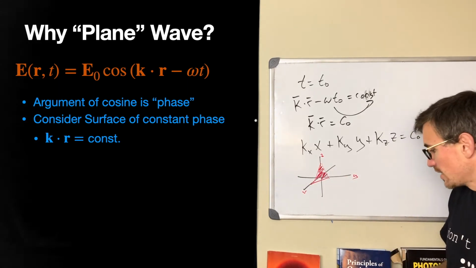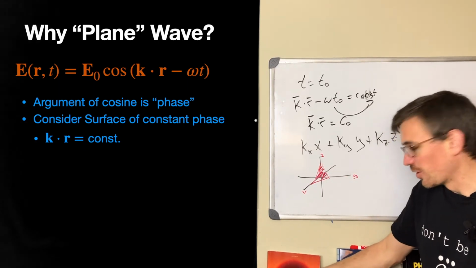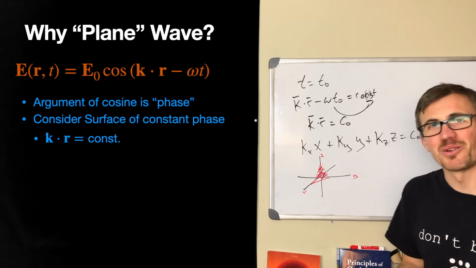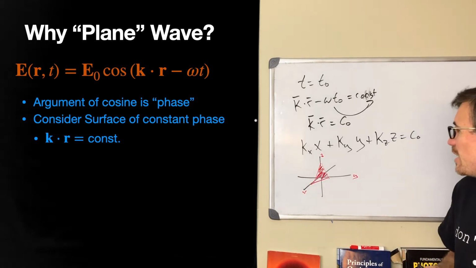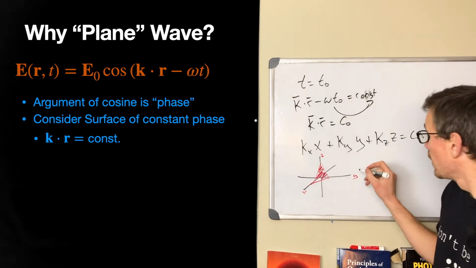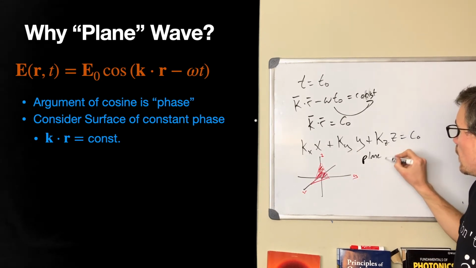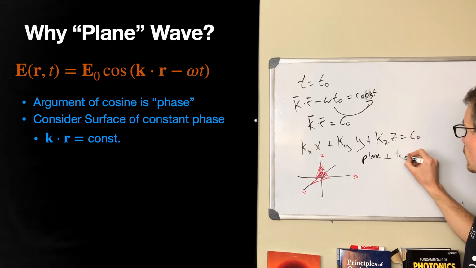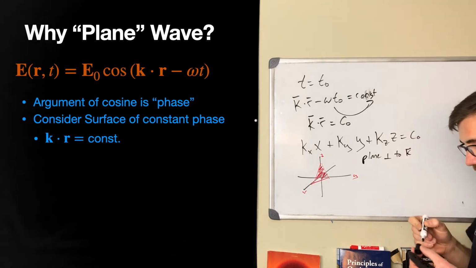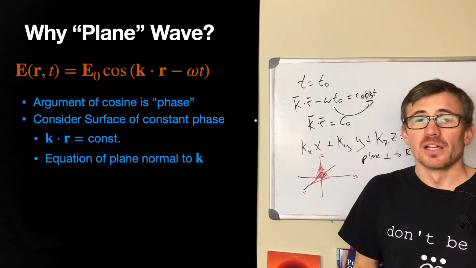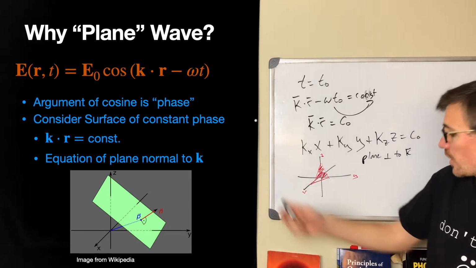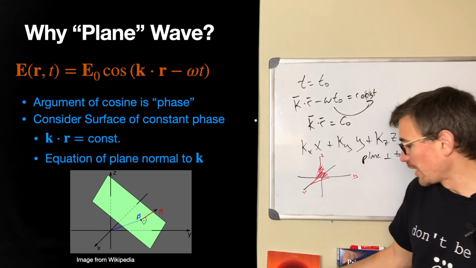Now this might ring some bells or some unearthed nightmares from Math 200 or wherever that course is called now that you learn this in. But this is the equation for a plane, and it's normal to the vector k. Here, this is just the equation of a plane. And this is what it looks like as per my plot that I took off Wikipedia.